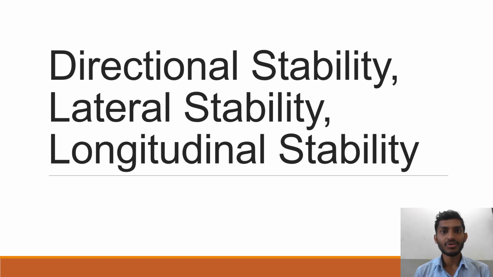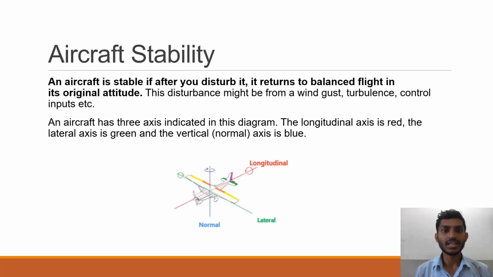Hello everyone, today we are going to discuss directional stability, lateral stability and longitudinal stability. Let's start from the basics: aircraft stability. An aircraft is stable when, if you disturb it, it returns to balanced flight at its original attitude. This disturbance might be from a wind gust, turbulence, control inputs, etc.